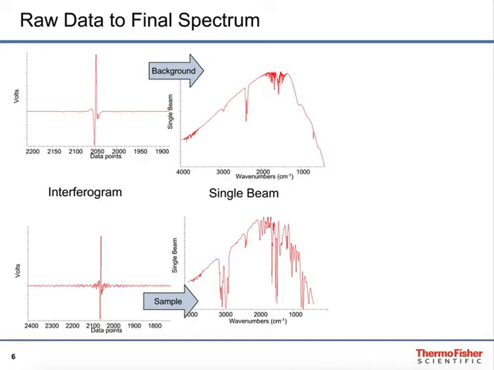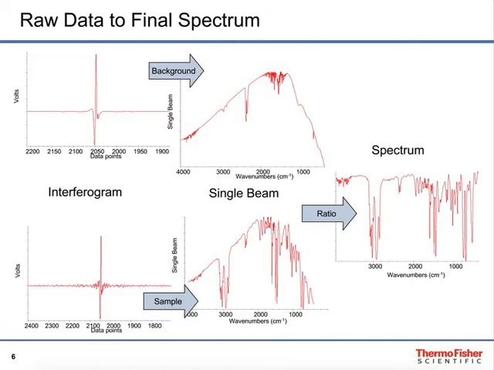The additional peaks that you see are due to the fact that those frequencies are missing. They have been removed because the sample absorbed them, and therefore they show as peaks. If we then form the ratio of those two, we get the spectrum in the format that you're used to seeing it. Now, most of the time all of these steps will occur in the background.